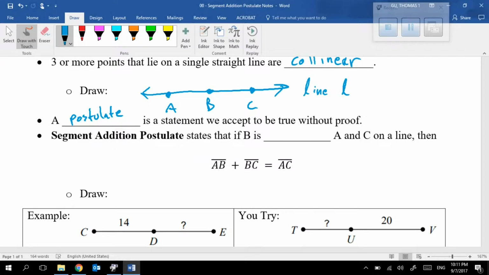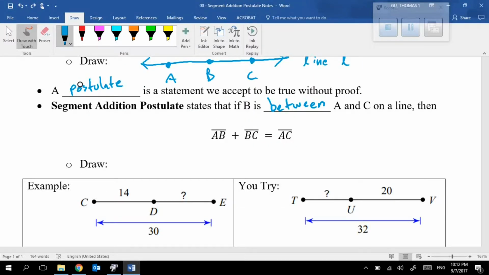Alright, so the first postulate we're going to learn out of many in this class is the segment addition postulate. The segment addition postulate states that if B is something, A and C on a line, then AB plus BC equals AC. So if B is what? If it's on the left side of A, if it's on the right side of C, what is it? It is between. If B is between A and C on a line, then of course AB plus BC is going to equal AC. Okay, so let's draw a picture of what this means.